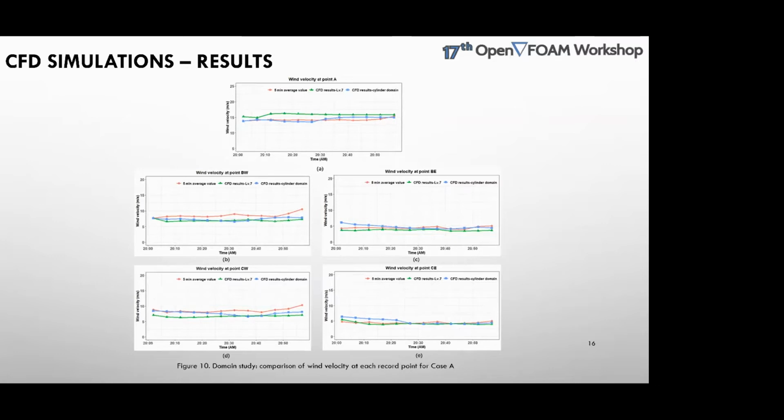You can see here in figure 10 the results for case A. The red line is the filtered sensor data, and the green line is the CFD results from the rectangular domain. The blue line is the result from the cylinder domain. You can see that the cylinder domain has even closer results to the field monitoring data at some points, especially for point A on the top over there.